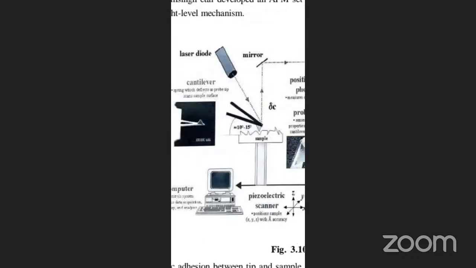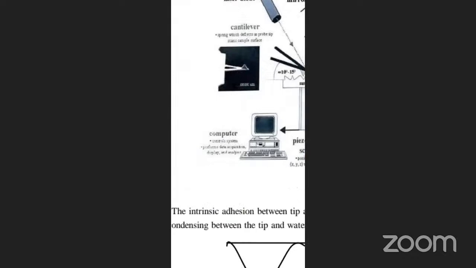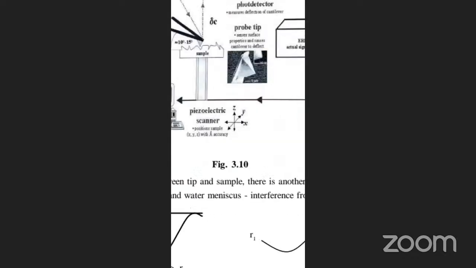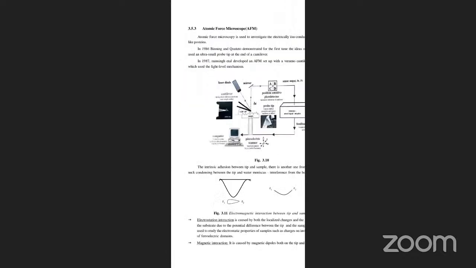The intrinsic adhesion between tip and sample. There is another one from the capillarity, the condensing between the tip and water meniscus interface, and the interface from the humidity. Here, R1 to R2.